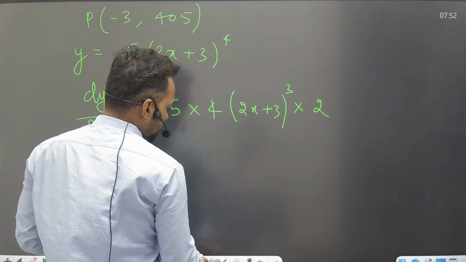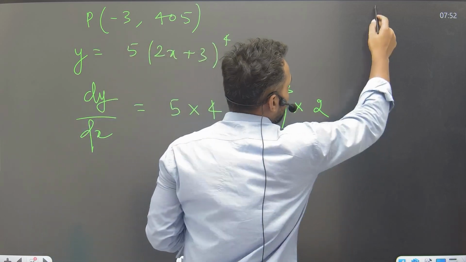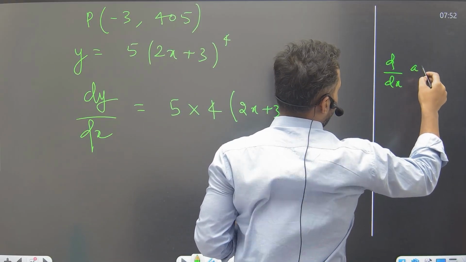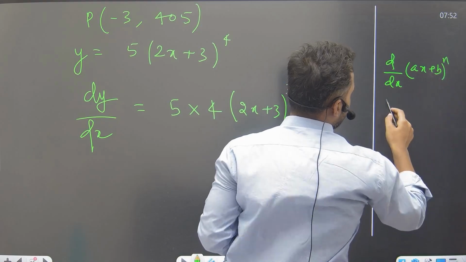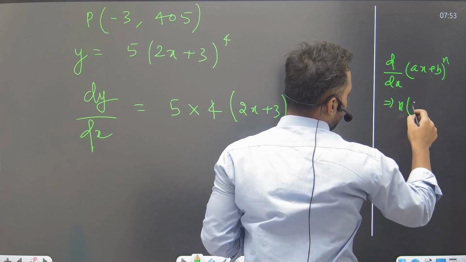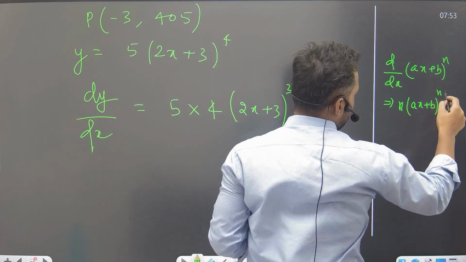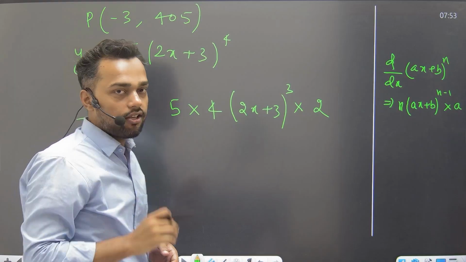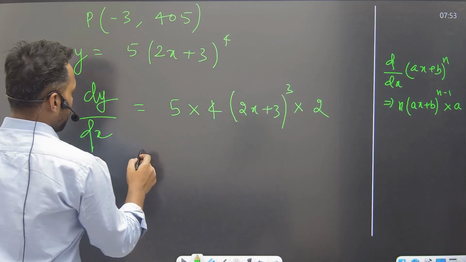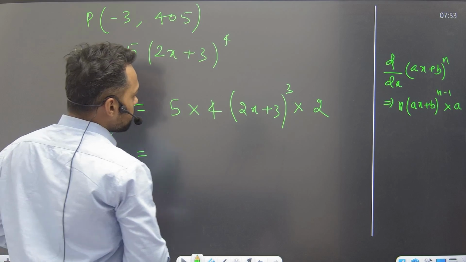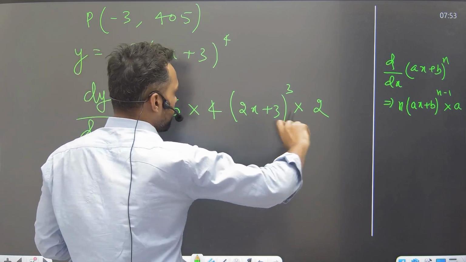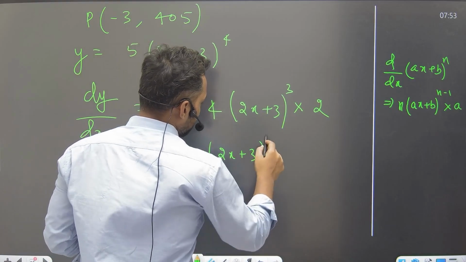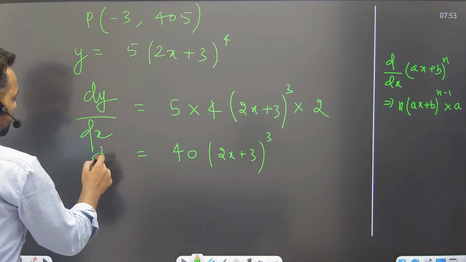What formula I have applied here, hope everyone knows, but again I will write here, student. d by dx of (ax + b) raised to the power n will be equal to n times (ax + b) to the power n minus 1 cross of a. This is the formula which we have applied here. Now on calculating it further, we'll get 5 cross 4 is 20, 20 cross 2 is 40, 40 (2x + 3) raised to the power 3. This was dy by dx.